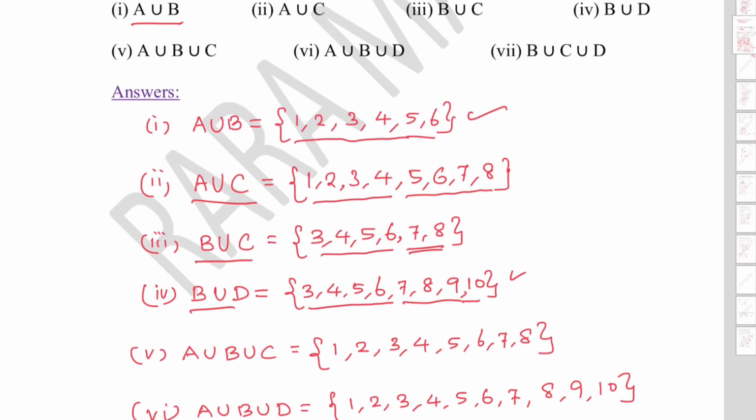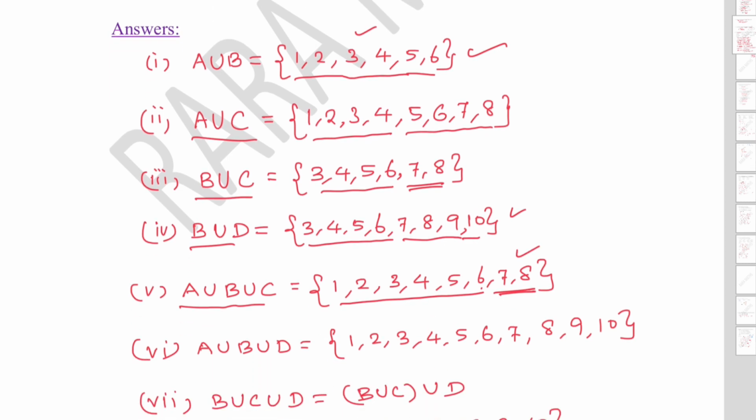And A union B union C, so you can take A union B, and with that you can add C. So A union B already we have seen here, 1, 2, 3, 4, 5, 6, and with that add C. C is 5, 6, 7, 8, so 5 and 6 are already there, no need to write once again, so 7 and 8. So this is A union B union C.